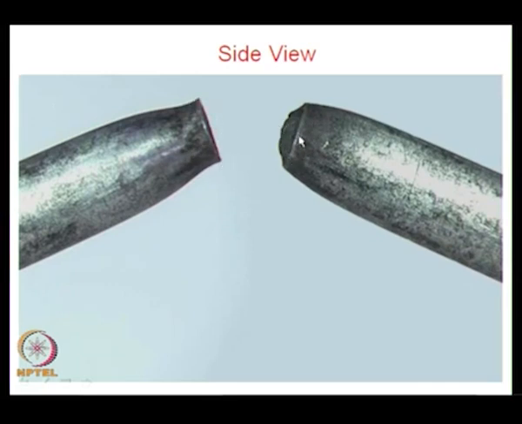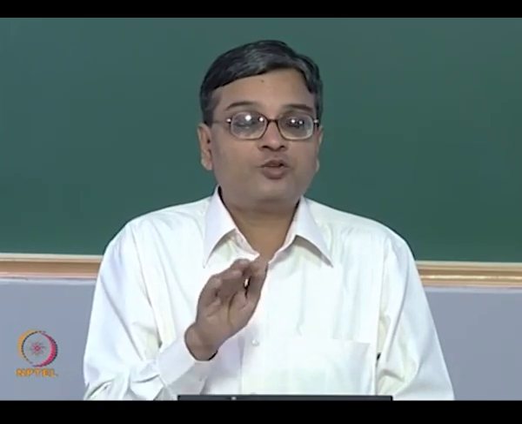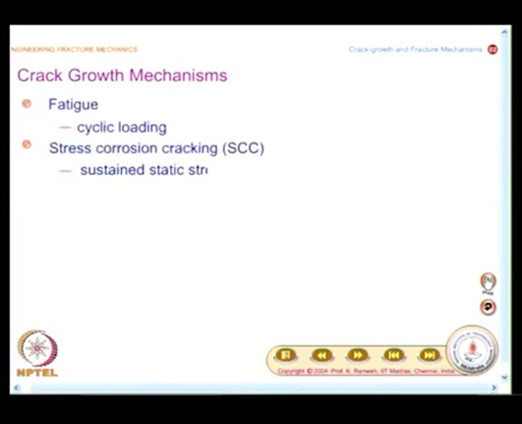In fact, this is taken out from the experiments done by various students in the laboratory. Whatever specimens were available, we put them together, and you get a feel that a cup and cone failure is observable in the case of a tension test, and you essentially have a shear lip, and we would use that for developing a model for fatigue as well as for ductile fracture. And we will look at crack growth mechanisms.